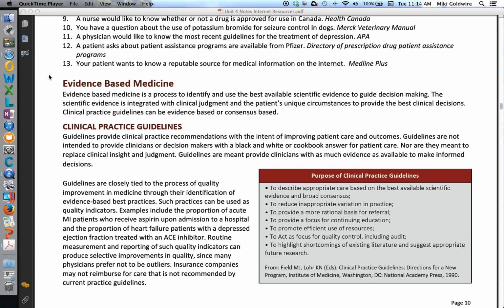The purpose of clinical practice guidelines is to describe appropriate care based on the best available scientific evidence and broad consensus, to reduce inappropriate variation in practice, to provide a more rational basis for referral, to provide a focus for continuing education, to promote efficient use of resources, to act as a focus for quality control, including audit, to highlight shortcomings of existing literature and suggest appropriate future research.